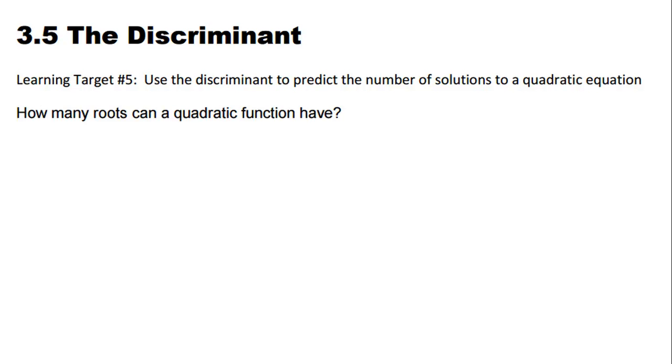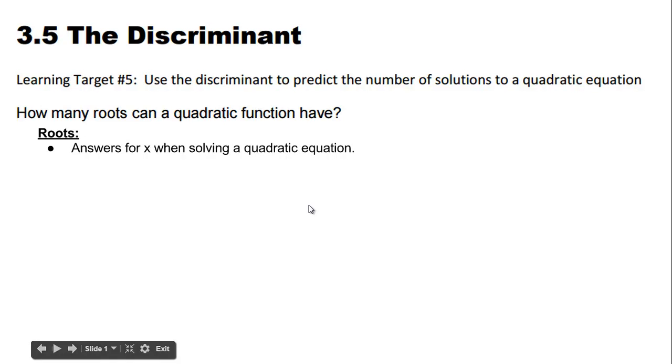Okay, so welcome to Learning Target 5, the discriminant. Learning Target 5 says the discriminant is used to predict the number of solutions to a quadratic equation. So we open this lesson with the question, how many roots can a quadratic function have? I actually want to take the opportunity to define what a root is.